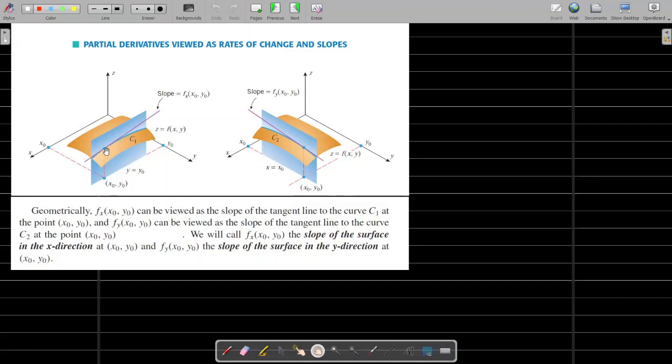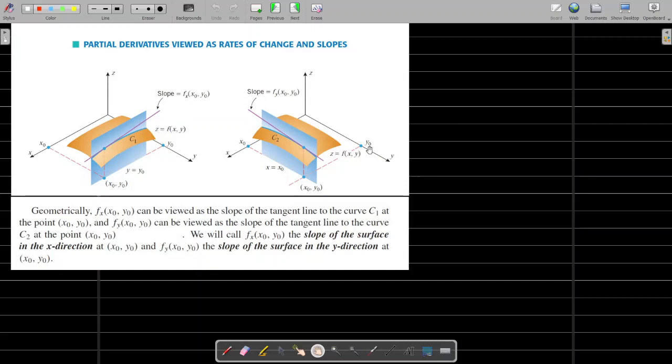I'll repeat again, this is the surface f(x, y). When I ask you to find fx at (x0, y0), we are considering a plane which is y = y0. I am cutting the surface by that plane, and it makes a cross section, a curve which I am going to call c1. So fx at (x0, y0) is the slope of that curve at the point (x0, y0).